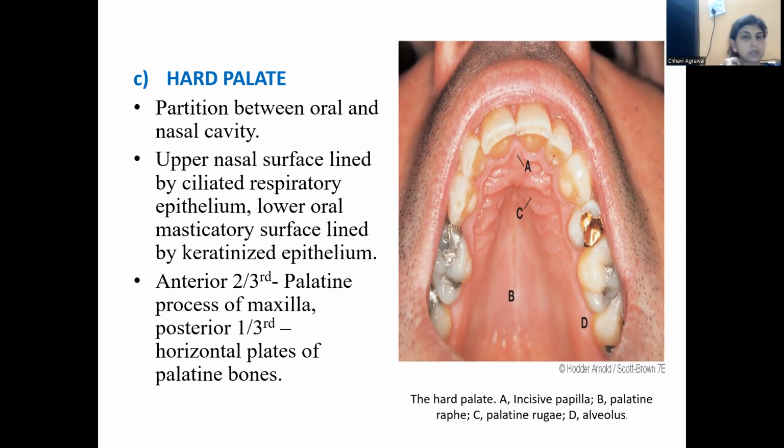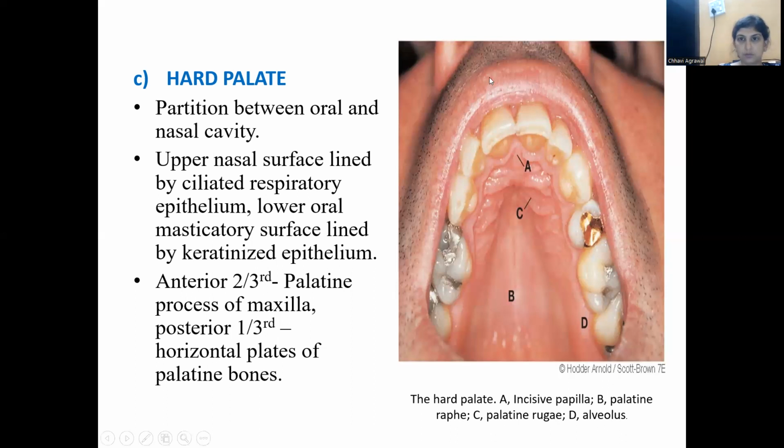The upper nasal surface is lined by ciliated columnar, that is, respiratory epithelium, while the lower oral masticatory surface is lined by keratinized epithelium. The anterior two-third part of the hard palate is formed by the palatine process of the maxilla, and the posterior one-third part is formed by the horizontal plates of the palatine bone.